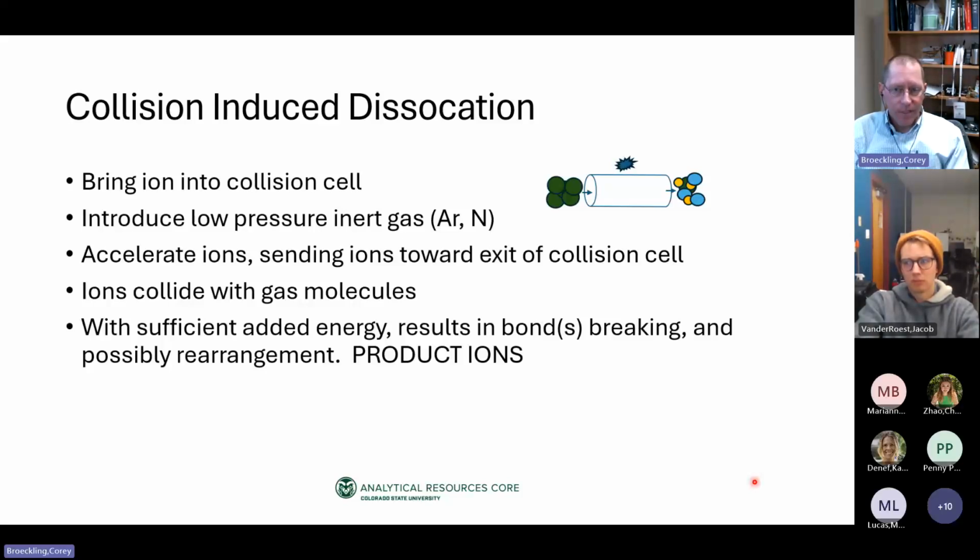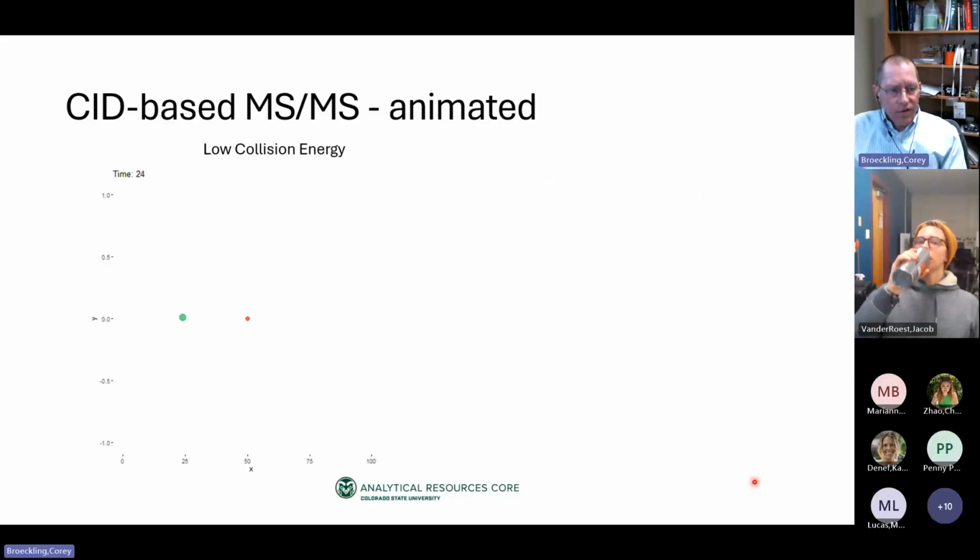What happens then, obviously, is you have collisions between the ion and the gas in the collision cell. When the energy added through those collisions is high enough, it results in bonds in that precursor molecule breaking and possibly rearrangement during that breaking process. This generates product ions through generating product substructures of the precursor ion. And here's just a very simple illustration of what that looks like.